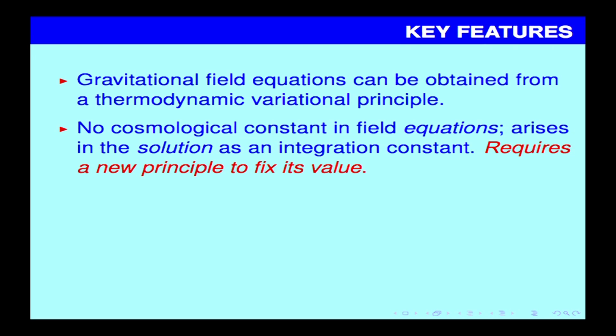What you get is equivalent to what happens in unimodular gravity, that is, you get the trace-free part of Einstein's equation, and the cosmological constant arises as an integration constant in that, and you need a new principle to fix its value, and I have already told you what that principle is. It is Cosmic Information equal to 4 pi.